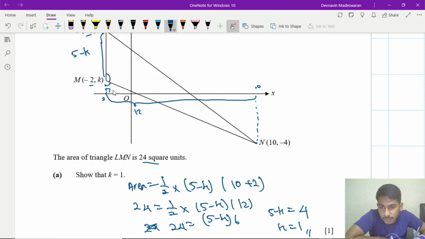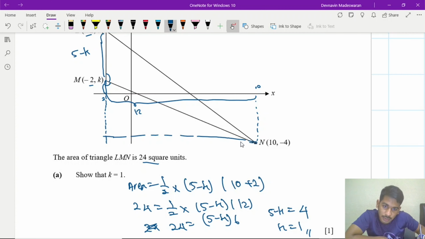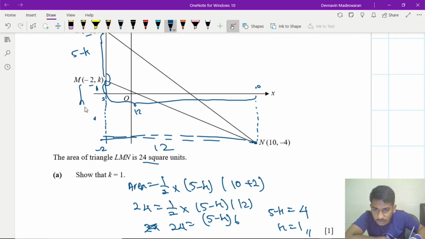So if you can find this length, the intercept, or we could do something like this. We could make a bigger line, and then we can do like this. You get what I mean? It's a triangle here. What is this length? This is -2, this is 10, so we know this is 12. And what is this? K is 1, so this is 4 units down, 4 plus 1. So it's going to be 5. This whole thing is 5.